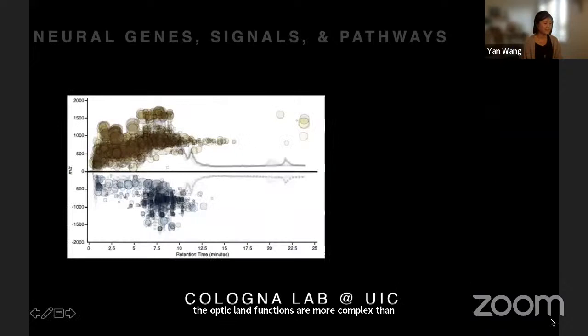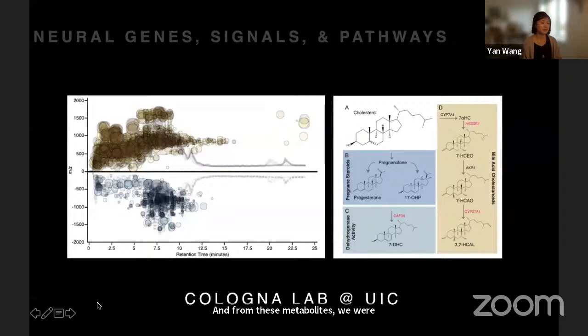Okay, so along with the Colonna lab at UIC, we pioneered a new metabolomics technique for extracting small molecule secretions from the optic glands of unmated and mated female octopuses. We found over 3,200 metabolites to be enriched or depleted in the maternal optic glands, indicated by these circles here. And from these metabolites, we were able to piece together at least three cholesterol-metabolizing pathways that synthesize different steroid hormones in the maternal optic glands.